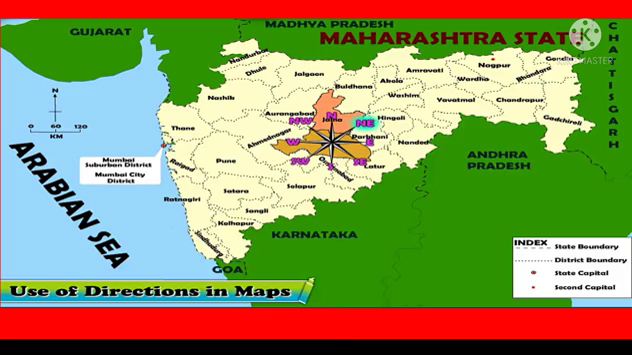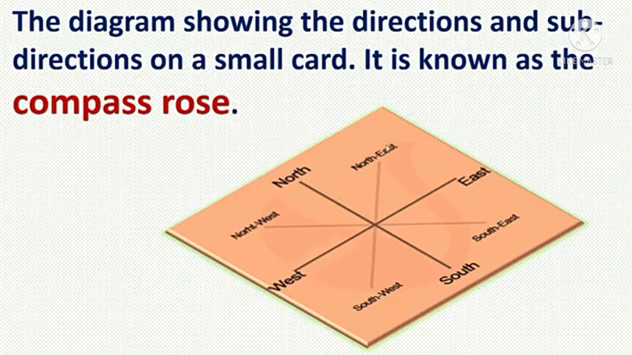Now students, if we place a compass rose on the center of Maharashtra, then the location of Mumbai district is on the western coast of Maharashtra. Now students, what is known as a compass rose? The diagram showing the directions and subdirections on a small card is known as the compass rose.